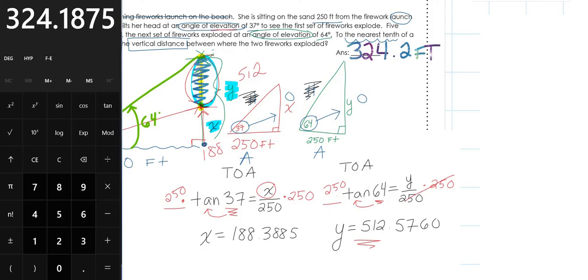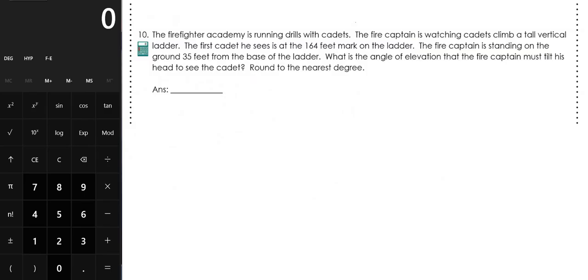Next question. Number 10. Remember, you want to read the question by yourself first and then come back and listen how we break it down. The Firefighter Academy is running drills with cadets. Okay, unnecessary information. The fire captain is watching cadets climb a tall vertical ladder. The first cadet he sees is at the 164 feet mark on the ladder.